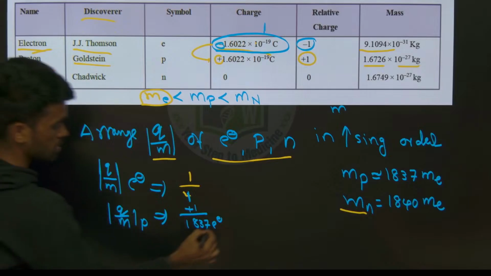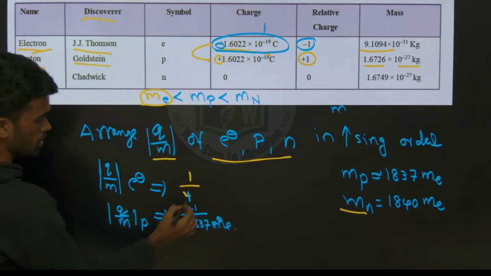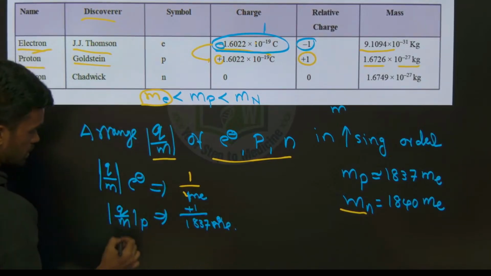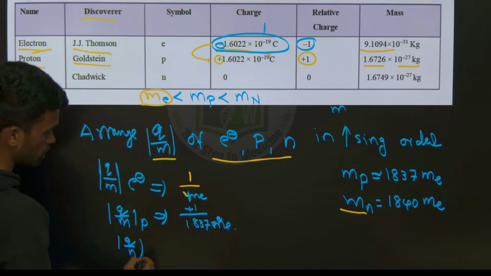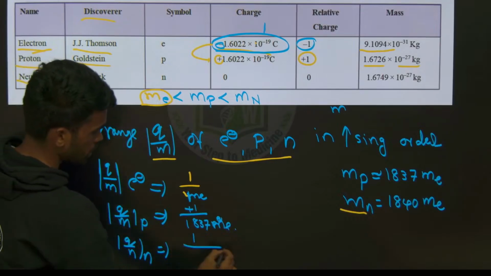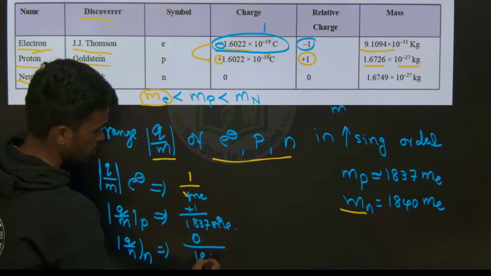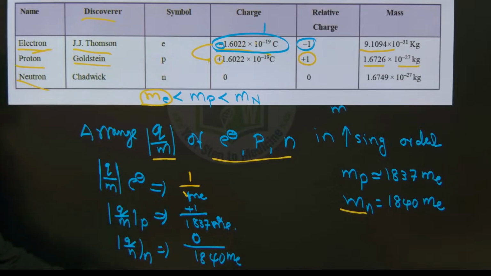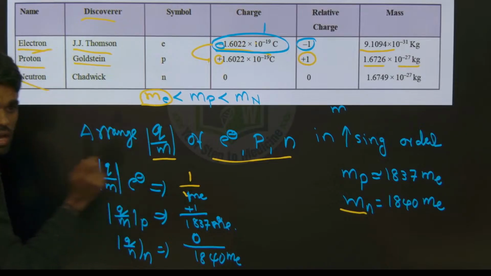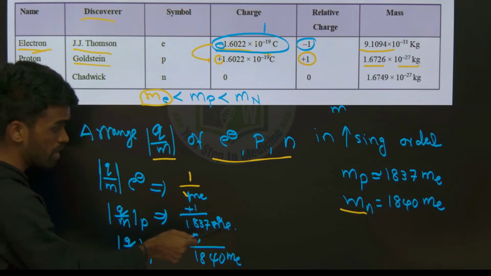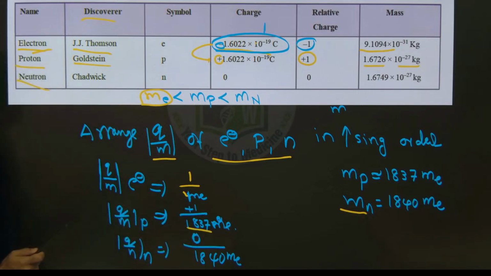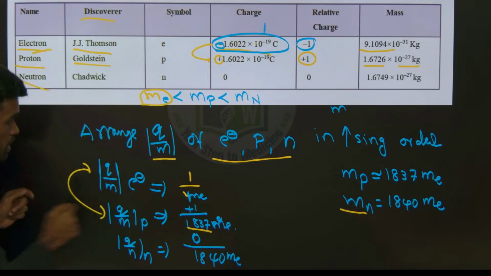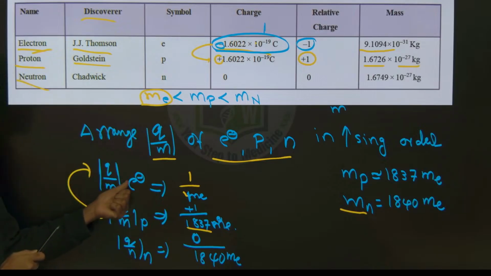Right now, mass of electron. Here, mass of electron, and the charge to mass ratio of neutron is 0 by 1840 times the mass of electron. Now arrange. Tell me which has the bigger value here. See, this is 1 by mass of electron, and this is 1 by mass of electron into 1837. So out of these two, which is smaller and which is bigger? Proton is smaller. The electron ratio is bigger.